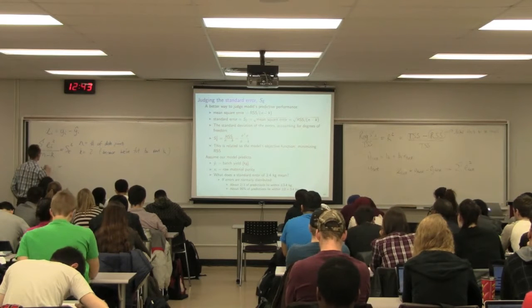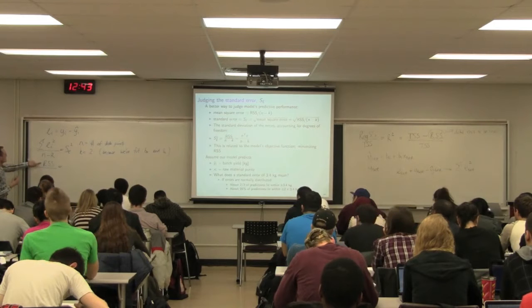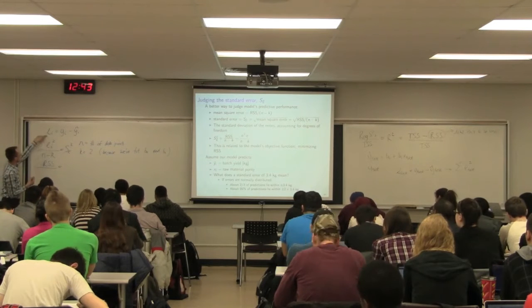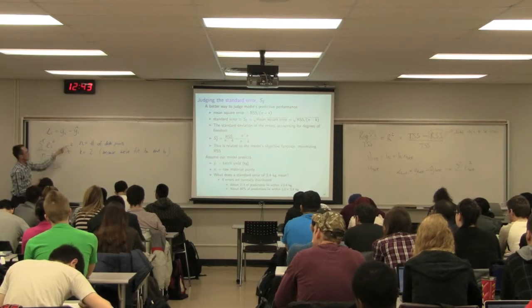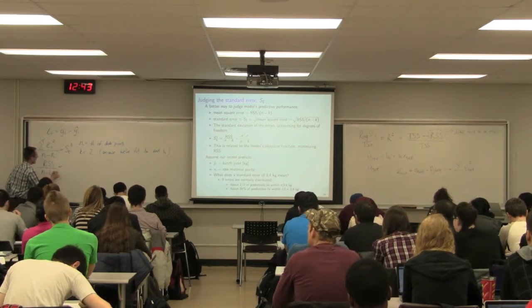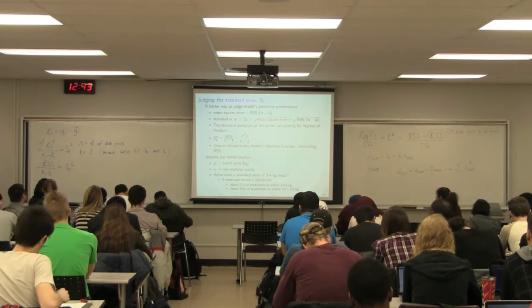And that's also equal to the residual sum of squares. So if I look back at my analysis of variance table, RSS is the sum of squares of the residuals, which is the sum of squares of y minus y hat, observed minus predicted, divided by n minus k, is the square of the standard error.